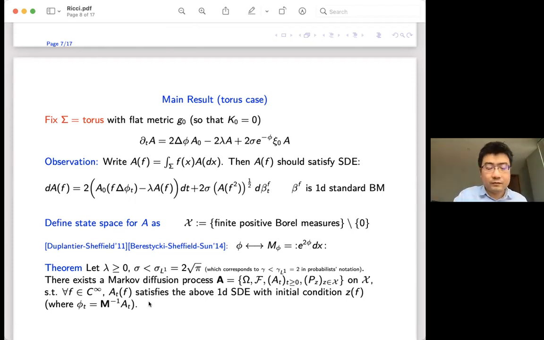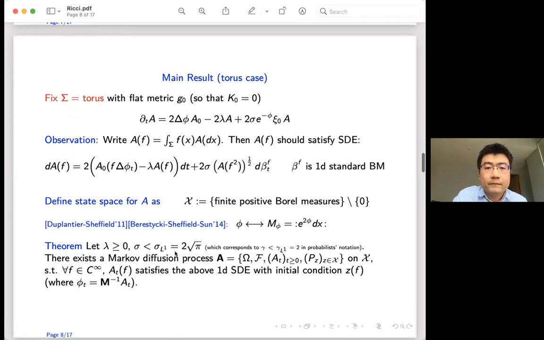The main theorem we can prove is the following. Suppose we are in the so-called L1 regime of the GMC. In our geometer notation, it's sigma smaller than 2 squared pi. If you use the gamma notation like a probabilist, then gamma should be less than 2. Then there exists a Markov diffusion process on this state space of Borel measures such that for any smooth test function, the integral of the test function against the area form satisfies the above one-dimensional SDE.